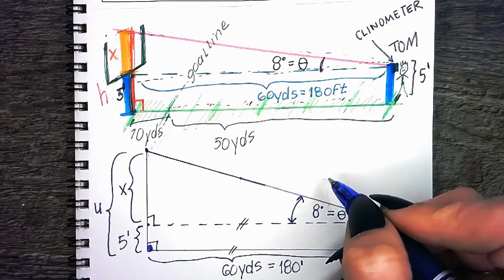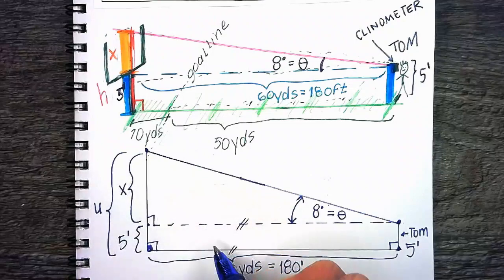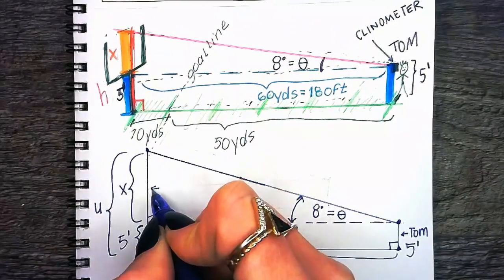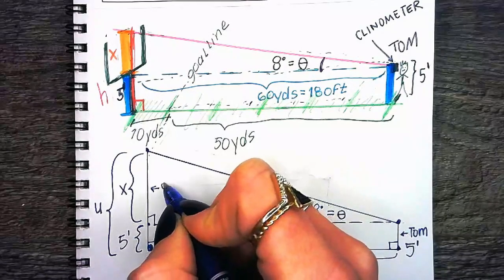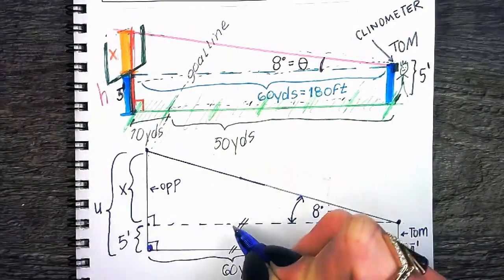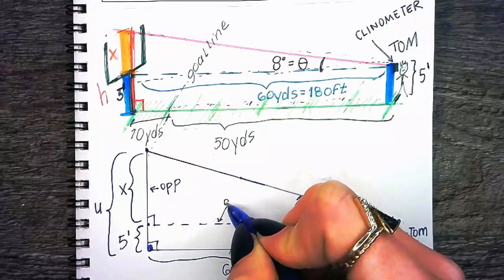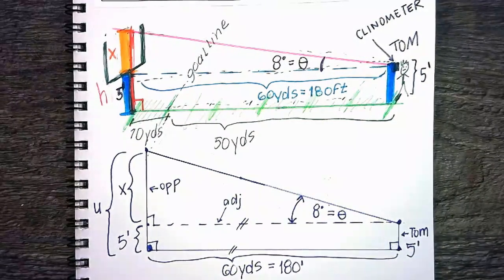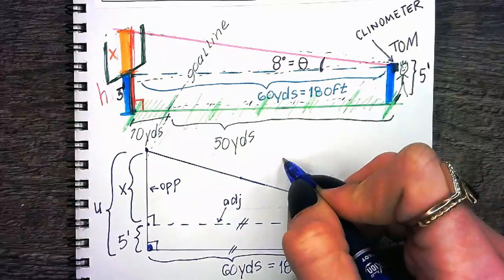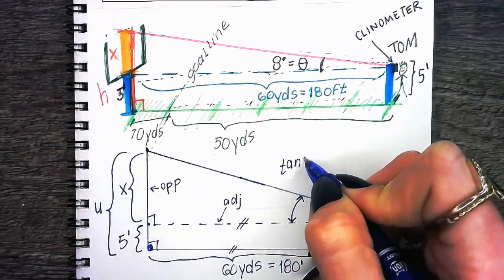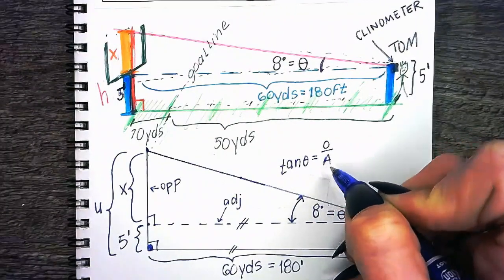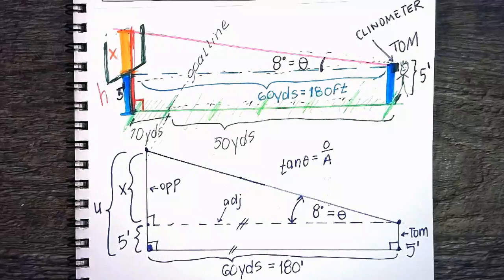Now, which trig function do I need to use? I have the opposite and I have the adjacent. I mean, I don't really have it, but it's what I'm looking for. Opposite, adjacent. The trig function I need to use is tangent. Tan of theta equals opposite over adjacent.